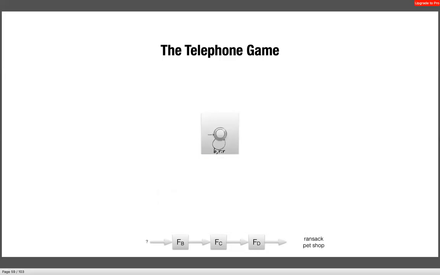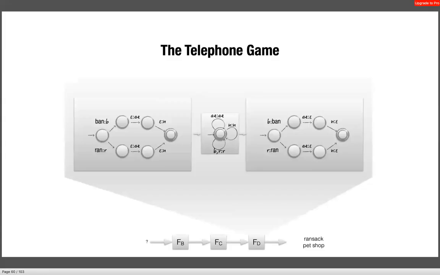But there's a small problem. I know that each of the messages produced by the speakers is going to be valid English words. They won't be nonsensical English words because there is a language model. So just composing this small error model with my ransack pet shop is going to result in all possible phone sequences, which will lead to invalid word sequences. I want to constrain it to be valid word sequences. So how would I do that?